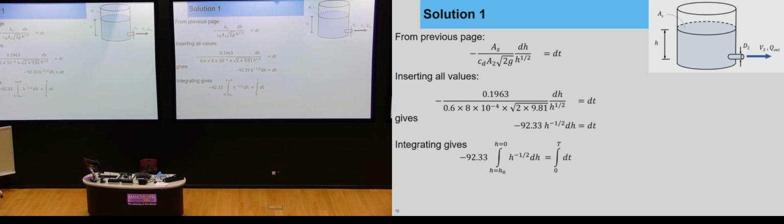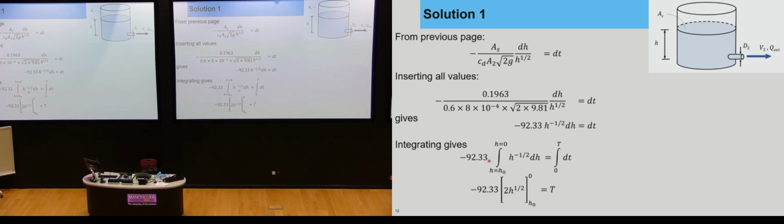So I integrate my equation. So I integrate my water depth from its initial value to its final value. The final value must be 0 because we're wanting to empty the tank. And for the time, well, at initial time, time is equal to 0, and then we're wanting to know the total time to empty the tank. So all I have to do now is integrate that equation, and I find capital T, which is the time to empty the tank.